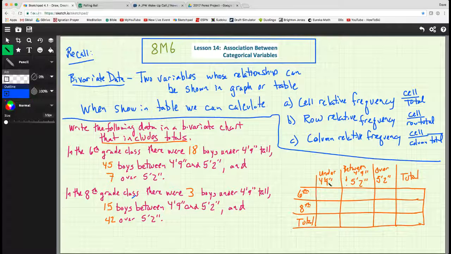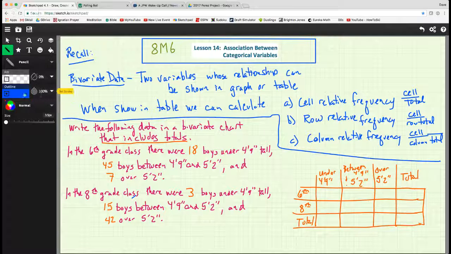So you could be a 6th grade boy who's under 4 feet 9 inches. You could be a 6th grade boy between 4'9" and 5'2", or what I'm going to call a taller boy, which is over 5 feet 2. Same, you could be 8th grade and have any one of these characteristics. So we have 2 variables. This is called your height, and this is called your grade. And the question is, are they associated?